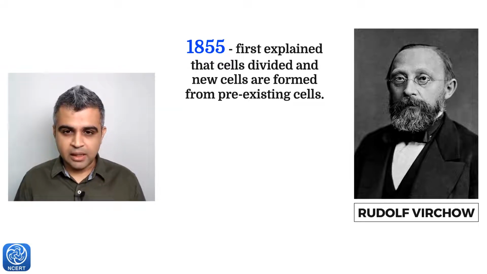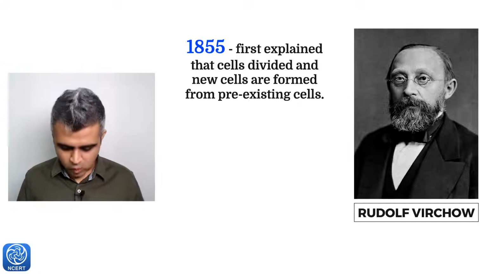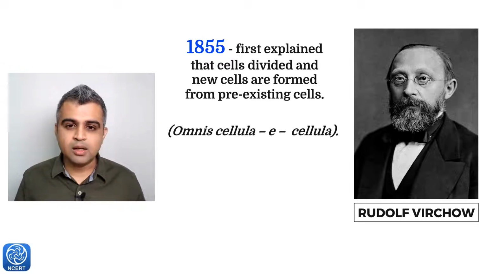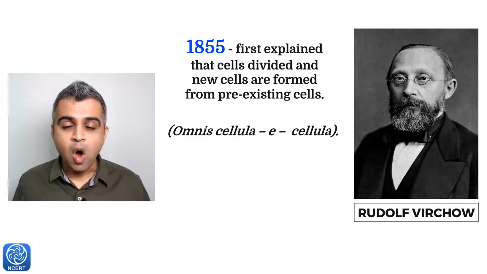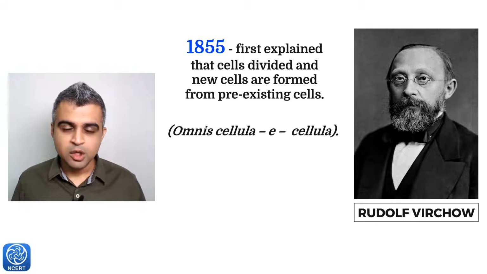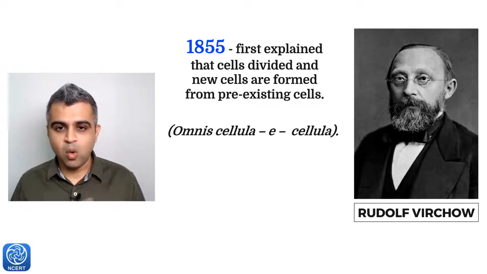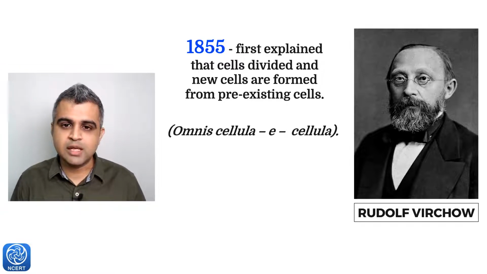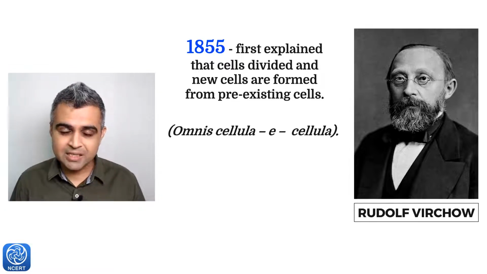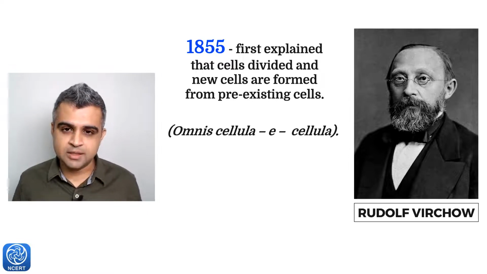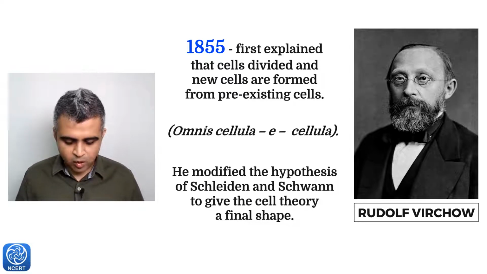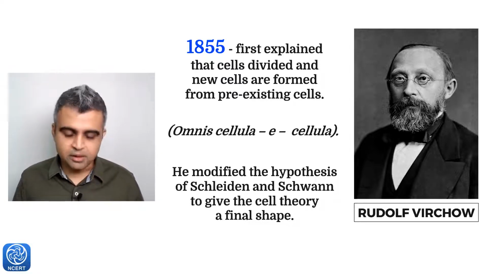In his account, he also wrote omnis cellula e cellula. This is a Latin line which all of you are supposed to remember. Omnis cellula e cellula: new cells come from old cells. The literal translation is new cells from cells. So this was his research, where he concluded that cells divided and new cells came from pre-existing cells. He modified the hypothesis of Schleiden and Schwann to give the cell theory a final shape.